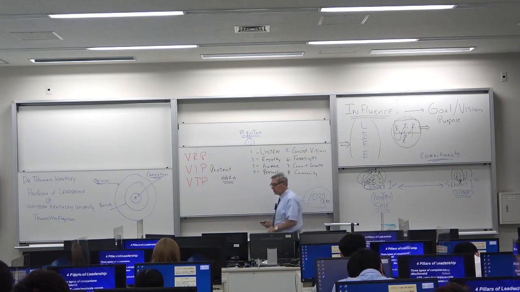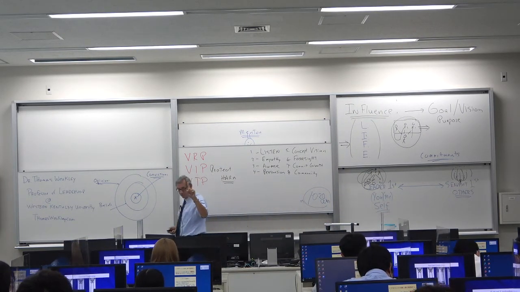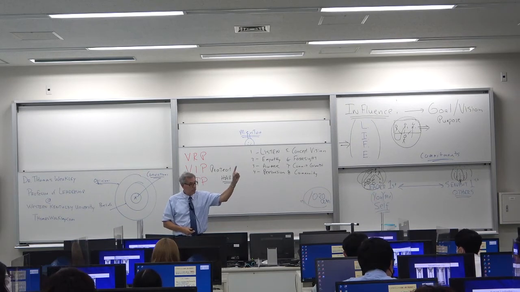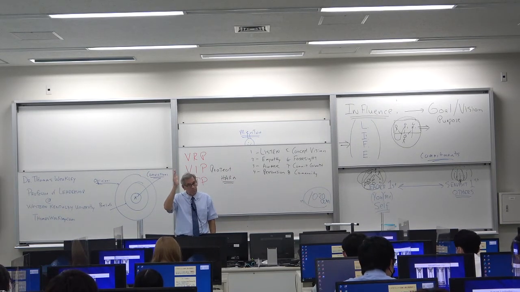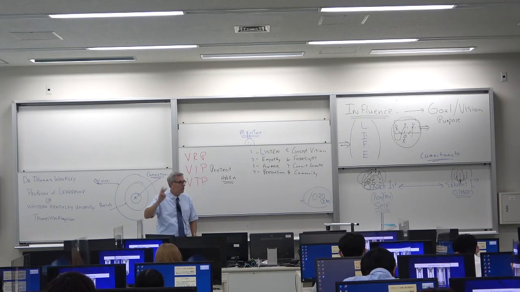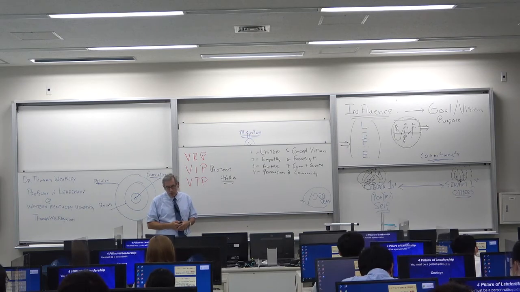So so far we have talked about two pillars. The pillar of conviction, then the pillar of companionship. Now the third pillar is the pillar of courage. The pillar of courage. You must be a person with courage if you are going to be a good leader.